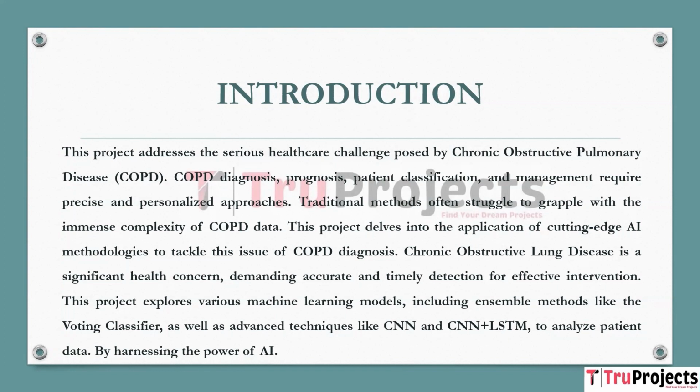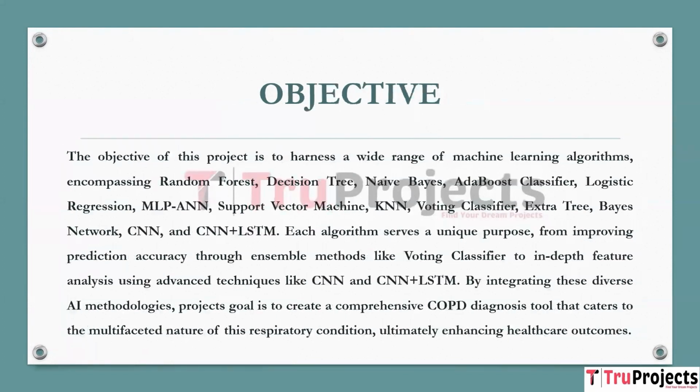Chronic obstructive lung disease is a major public health hazard that needs precise and prompt identification in order to be effectively treated. To assess patient data, this project investigates several machine learning models, including ensembling approaches such as the voting classifier and sophisticated techniques such as CNN and CNN with LSTM, by utilizing the capabilities of artificial intelligence. The project's goal is to use a wide range of machine learning techniques such as random forest, decision tree, naive Bayes, AdaBoost classifier, logistic regression, MLP-ANN, support vector machine, KNN, voting classifier, extra tree, Bayes network, CNN and CNN with LSTM.